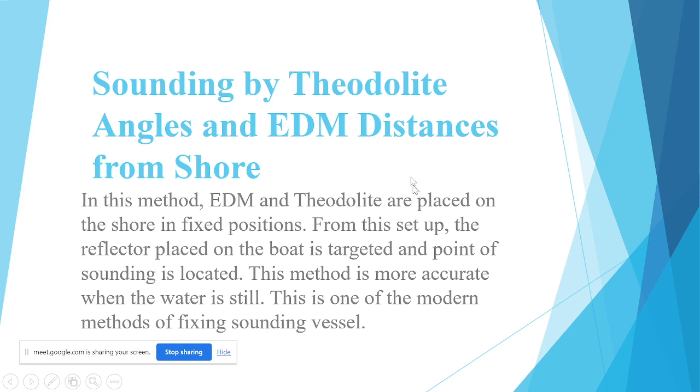We also get to see the next one, that is theodolite angles and electromagnetic distances from the shore, whereby in this method the EDM and the theodolite are placed on the shore in fixed positions. From this setup, the reflector placed on the boat is targeted and the point of sounding is located. This method is more accurate as compared to the other methods we have seen when the water is still, that is when the water is calm. This is actually the modern method which we are using for sounding.